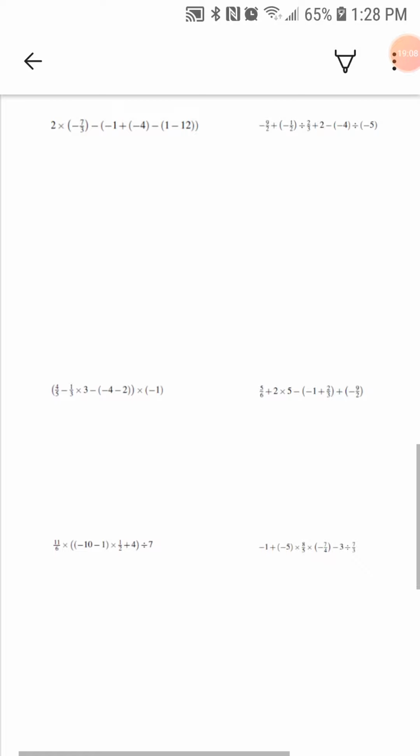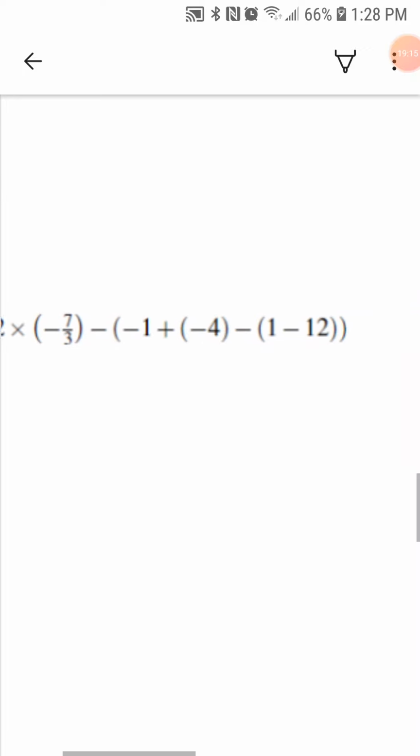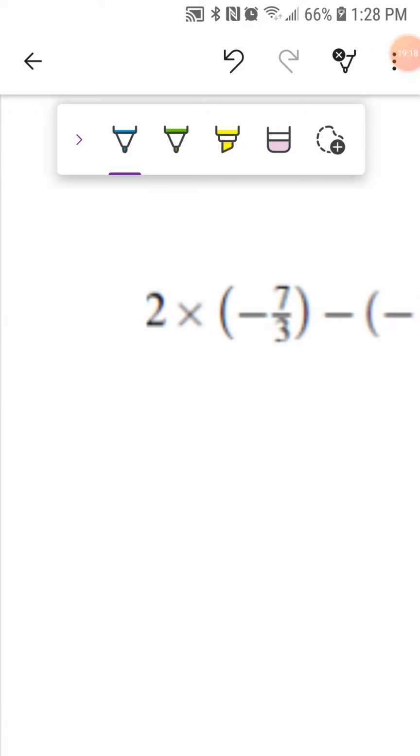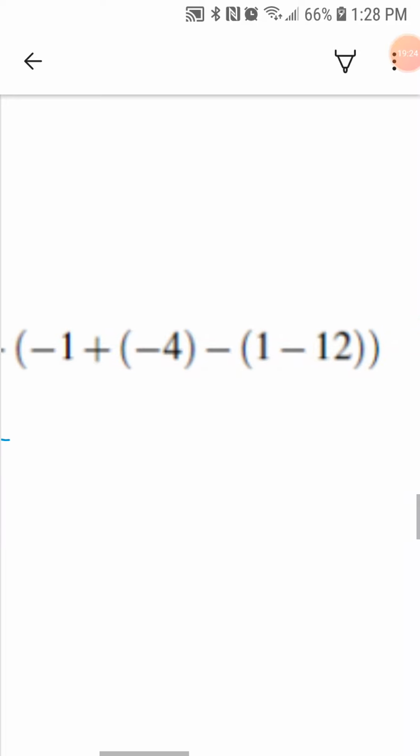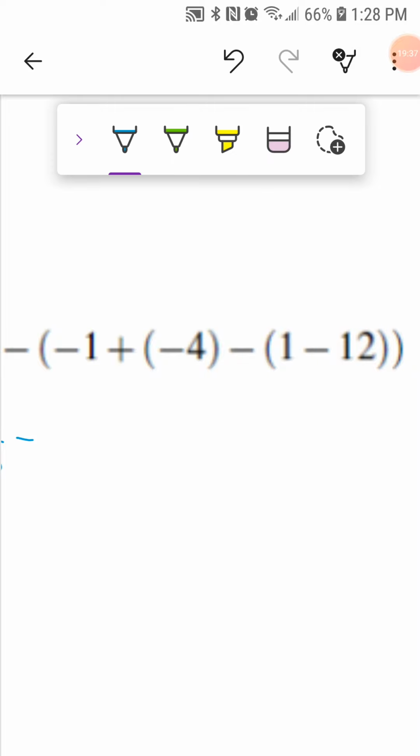Okay, let's do some of these long ones. Let's do these giant ones here. Okay, first, I'm gonna just write this bit down. Because now we get this giant bit here, which has to be done first. So we have two equations in this part. We have a plus and a minus. So we just do the plus first. -1 plus -4. -5.